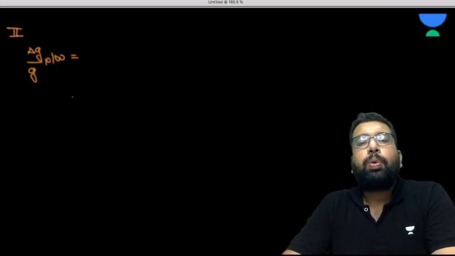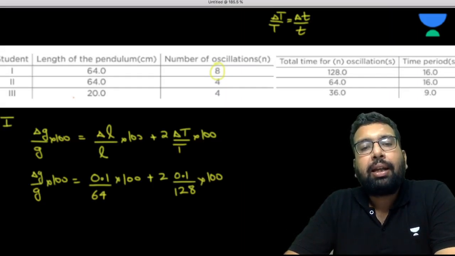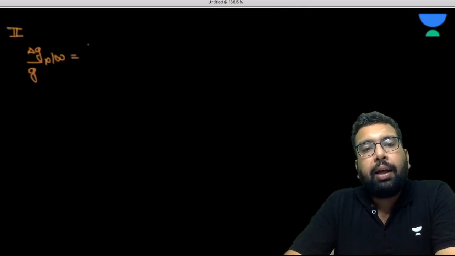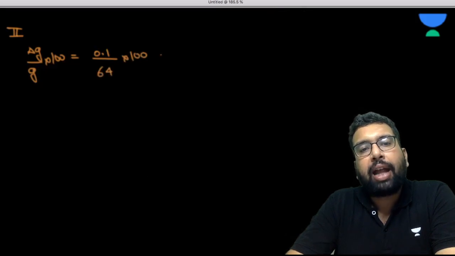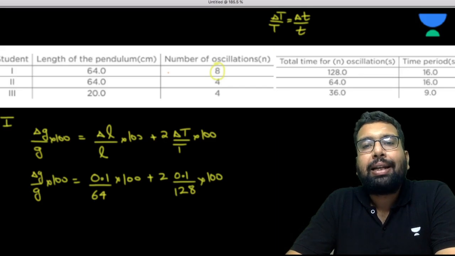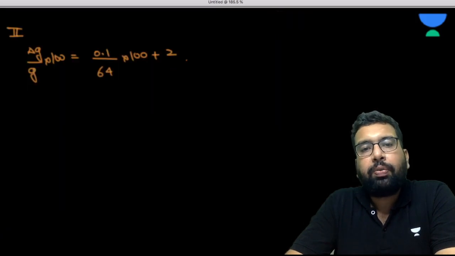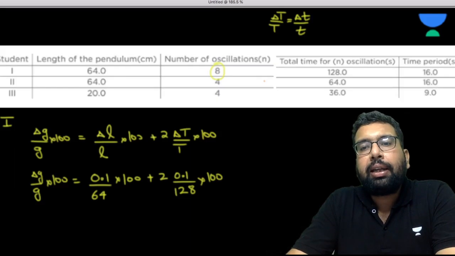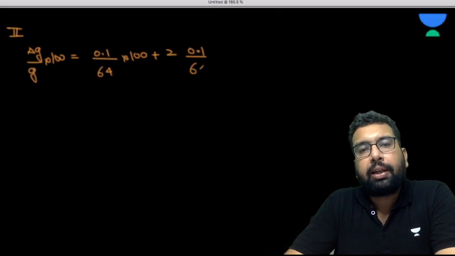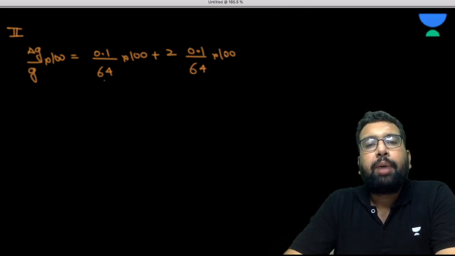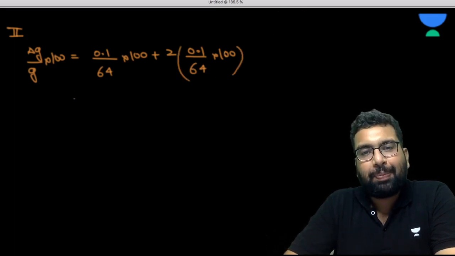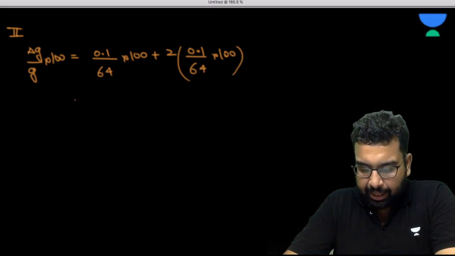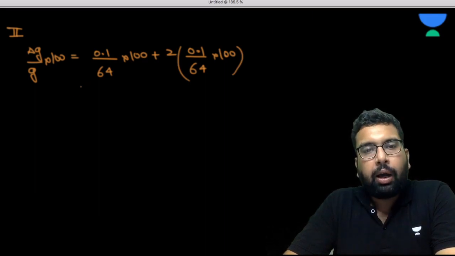And this question will improve your concept. Now, in the second case, the delta L is 0.1, L is 64 again, and this is going to be multiplied with 100 plus 2 times delta T. So delta T is again 0.1. Okay, and now in this case, the T is 64 into 100. So let it be like this for time being. Okay, so this is the error in the measurement of the second student.